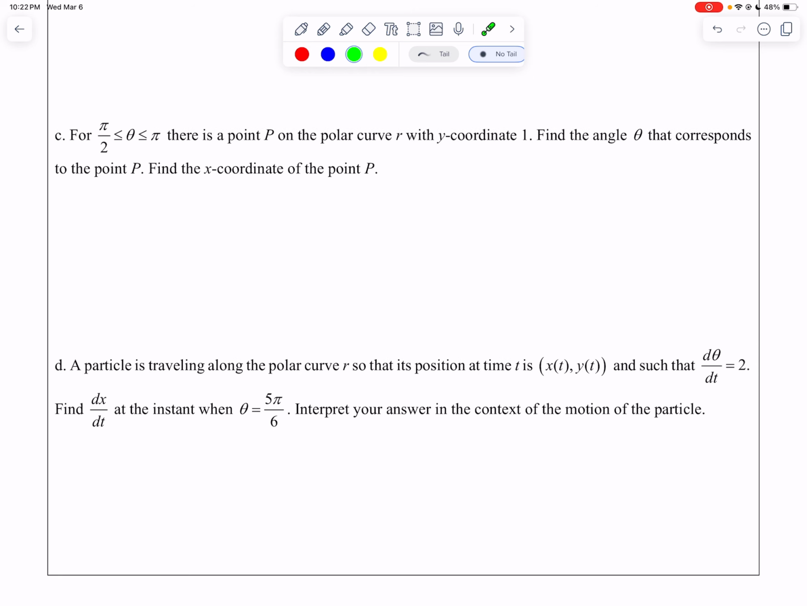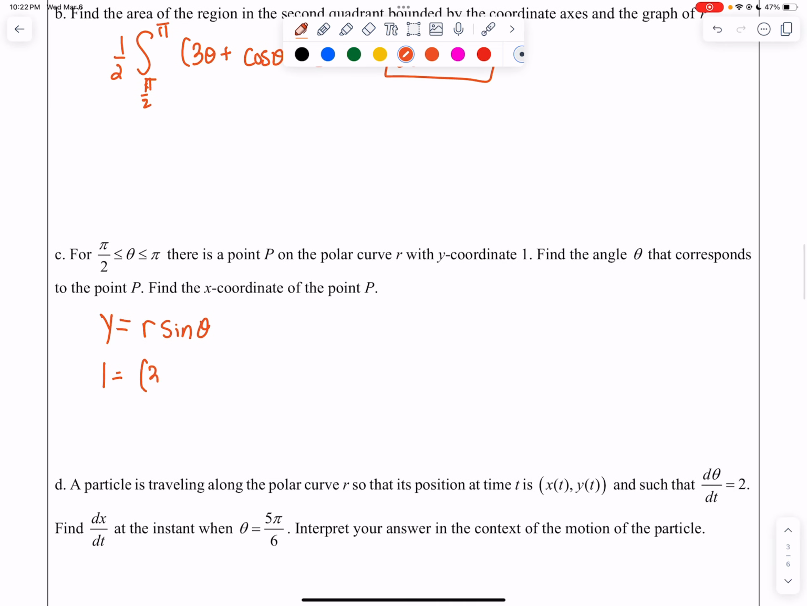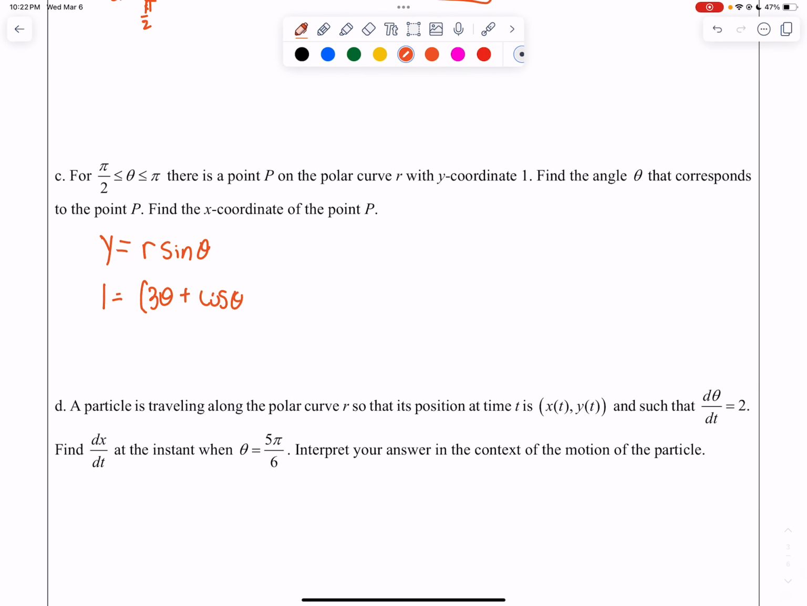Okay. For part C, for theta from pi over 2 to pi, there is a point P on the polar curve r with y-coordinate 1. We want to find the angle that corresponds to the point P, and then we want to find the x-coordinate of the point P. So we have y is equal to r sine of theta, and that's going to give me 1. And r, remember, is 3 theta plus cosine of theta, times sine of theta, and we've got to figure out what theta is from pi over 2 to pi.